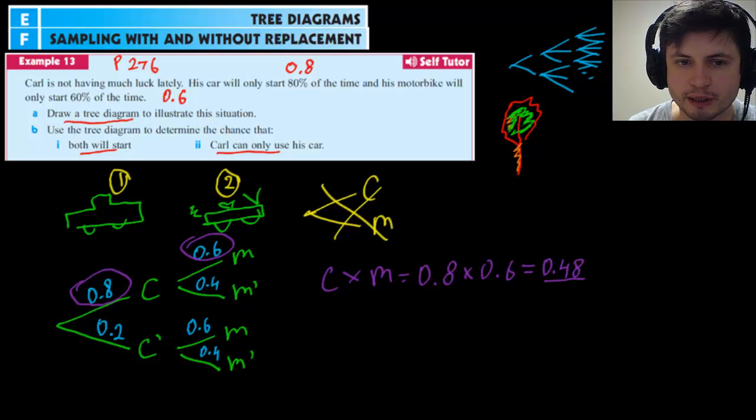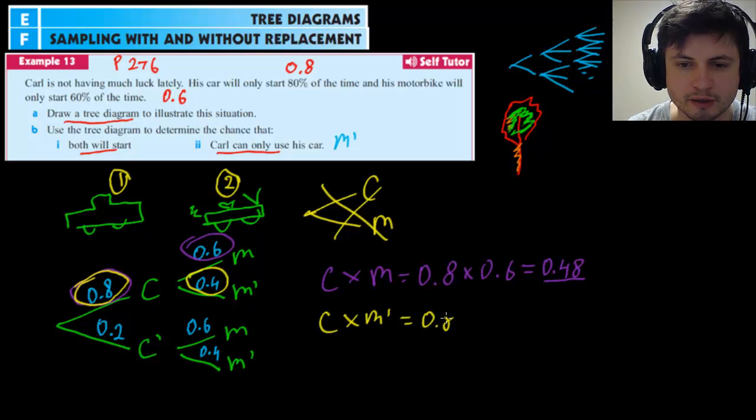For the second question, we're looking at the situation where he can only start a car but not a motorcycle. So essentially, he can only use his car. It means that it's not motorcycle, it's M prime. So here we're looking at this, let me change the color a little bit, this multiplied by this. So it is going to be C multiplied by M prime, which is 0.8 times 0.4, which gives us 0.32. And this is the answer for the second question.